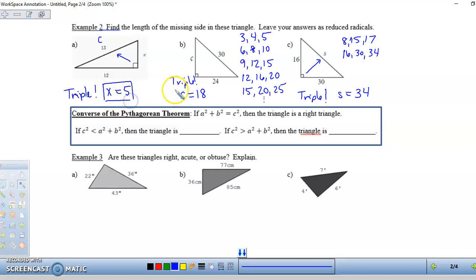Okay, next thing we have is converse. So the converse of the Pythagorean theorem says, if I have this equation that's true of the side lengths, then I can conclude it's a right triangle. So we flipped the logic. You're given the side lengths and then concluding that it's a right triangle. Okay, other conclusions you can draw is if that c squared is smaller than a squared plus b squared, this is acute. And if that c squared is bigger than a squared plus b squared, then the triangle is obtuse.